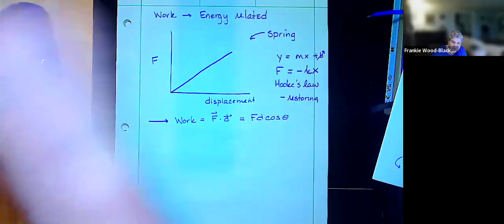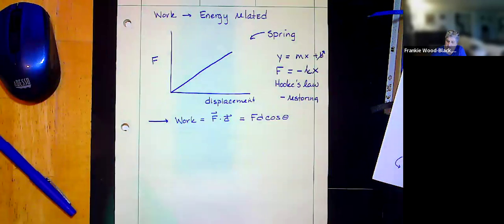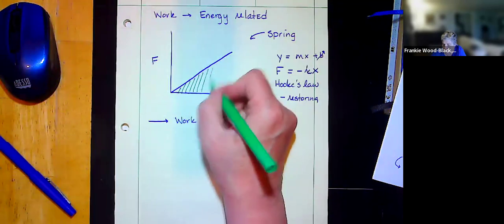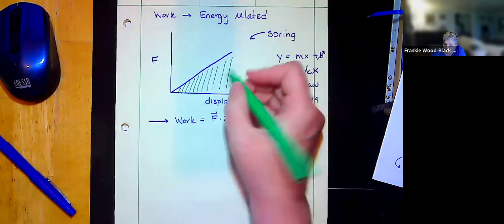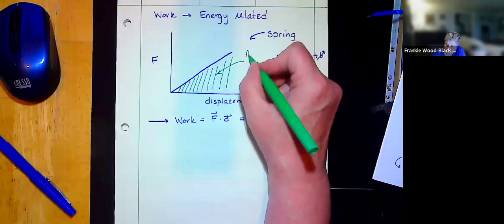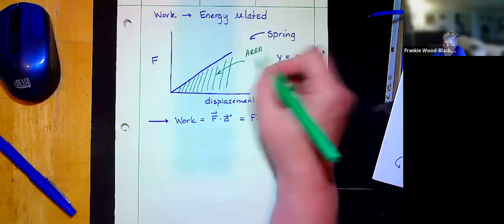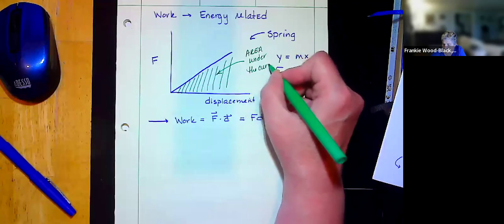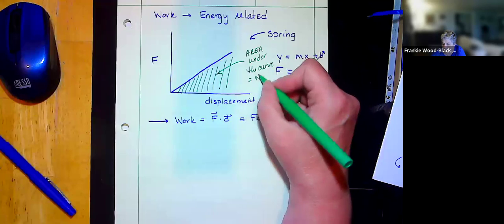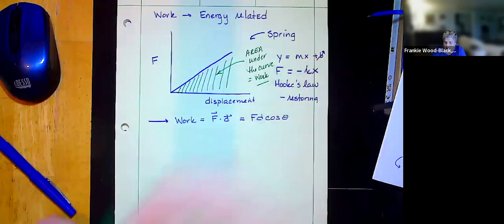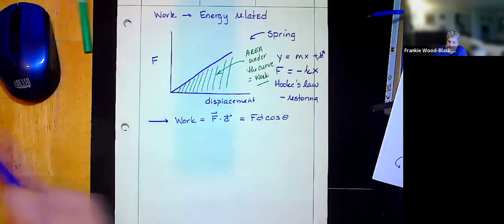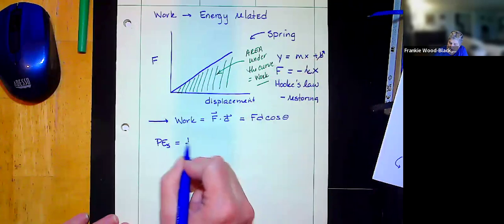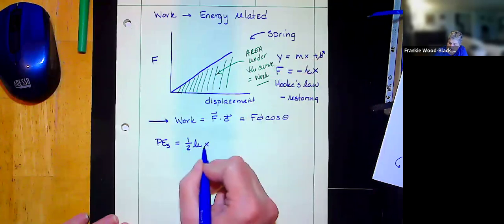Well, it turns out that the area under the curve, and this area under the curve, is equal to the work. And yesterday we saw that the potential energy of the spring was equal to 1/2 kx squared.